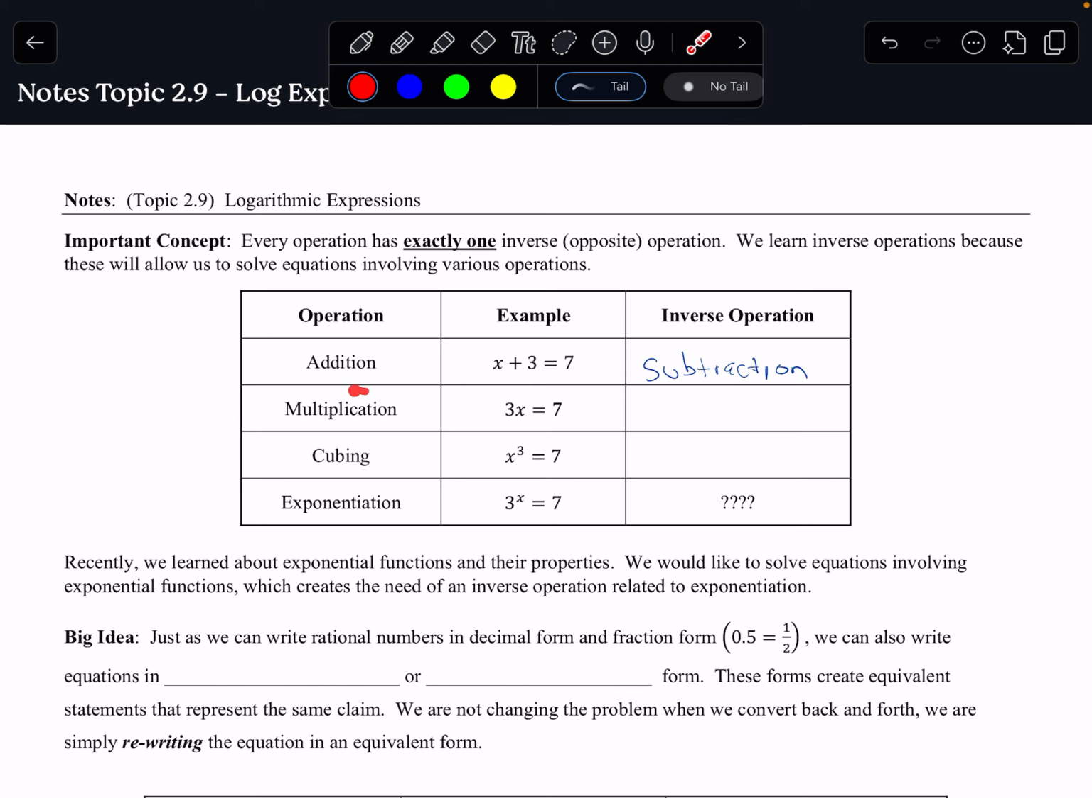And look right here, multiplication. Here's multiplication. 3 times x equals 7. To get rid of that 3, I have to do the opposite. The opposite of multiplying by 3 is dividing by 3. So I divide both sides by 3. And I can solve that equation. So the opposite of multiplication is division.